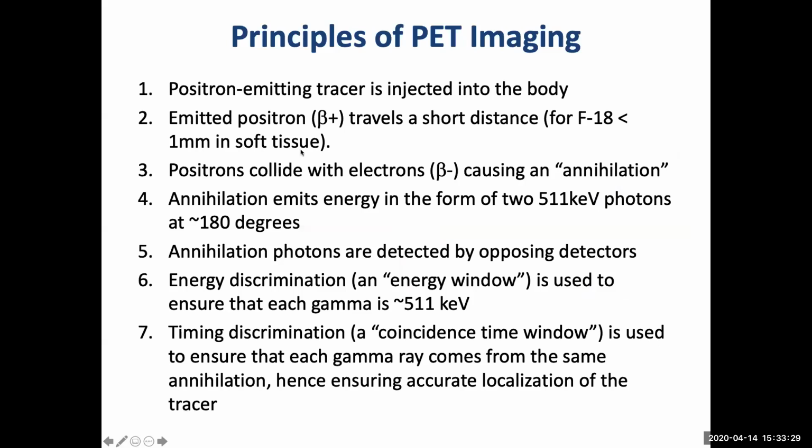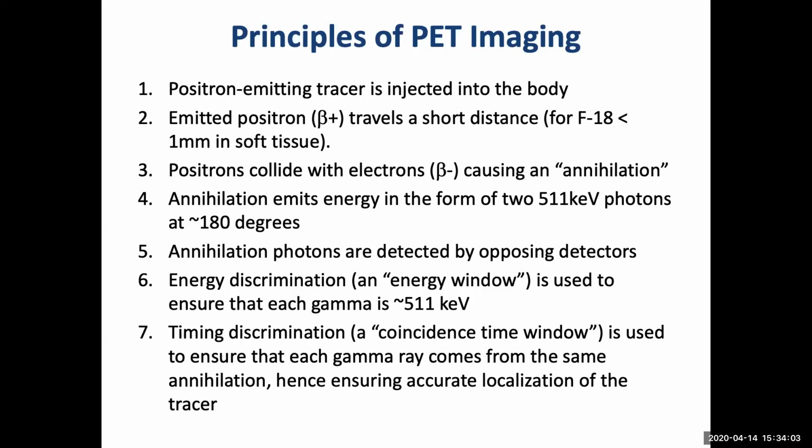The principle of imaging in PET is that a positron-emitting tracer is injected into the body. We know that a proton-rich nucleus decays by positron emission, and the emitted positron travels a short distance. For F18, for example, it's less than 1 millimeter in soft tissue. The distance the positron travels before annihilating depends on the positron energy and the material it traverses.